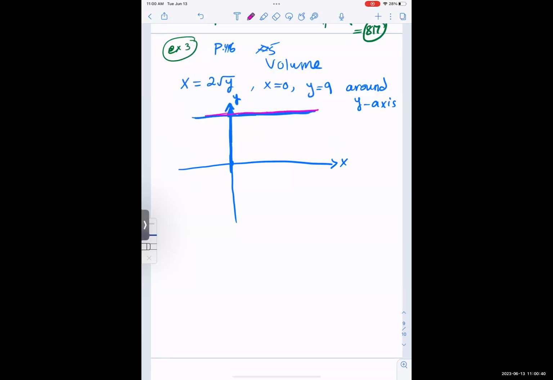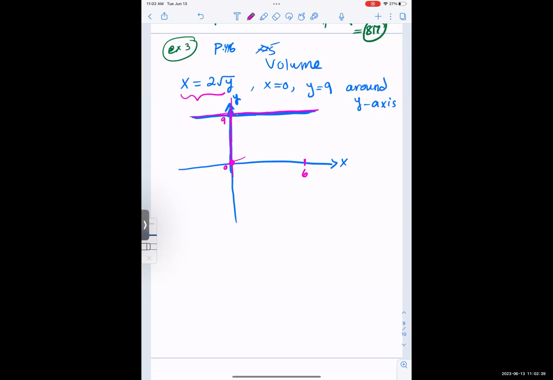So cut up here, and cut up here. You just need to graph this at this point. I give you a minute, think about it, and then we'll do it. Okay, let's graph that. So when x is 0, y is 0. So this is 9, this was 0. When y is 9, x is 6.